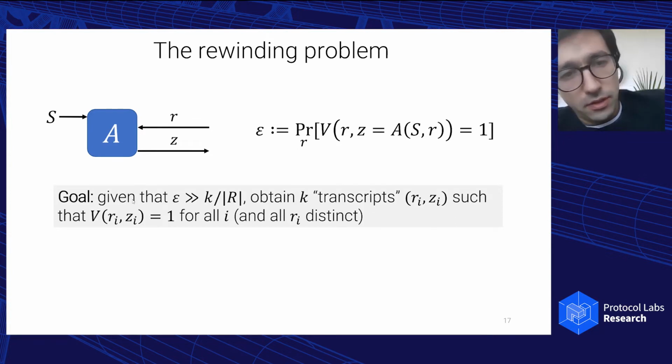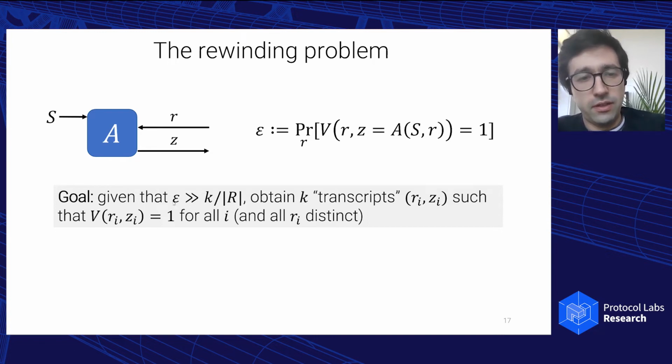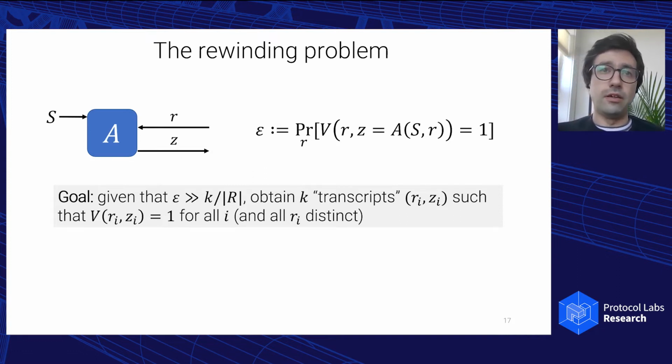Suppose that we know that epsilon is quite large, much larger than k over the size of R, where this is the space of all randomnesses, all the possible things that I could have sent here. We're going to try to obtain k transcripts (R_i, Z_i), such that the verifier accepts (R_i, Z_i) for all i, and all of the R_i are distinct. So we want to obtain accepting transcripts for different choices of R. This corresponds to obtaining correct openings for different query sets, which will allow us to rebuild the proof in the Kilian setting.